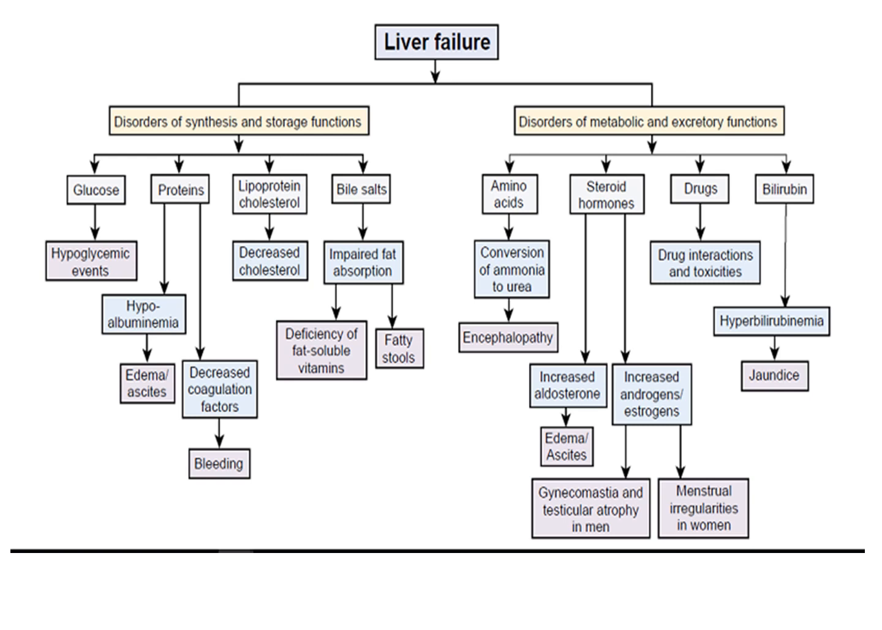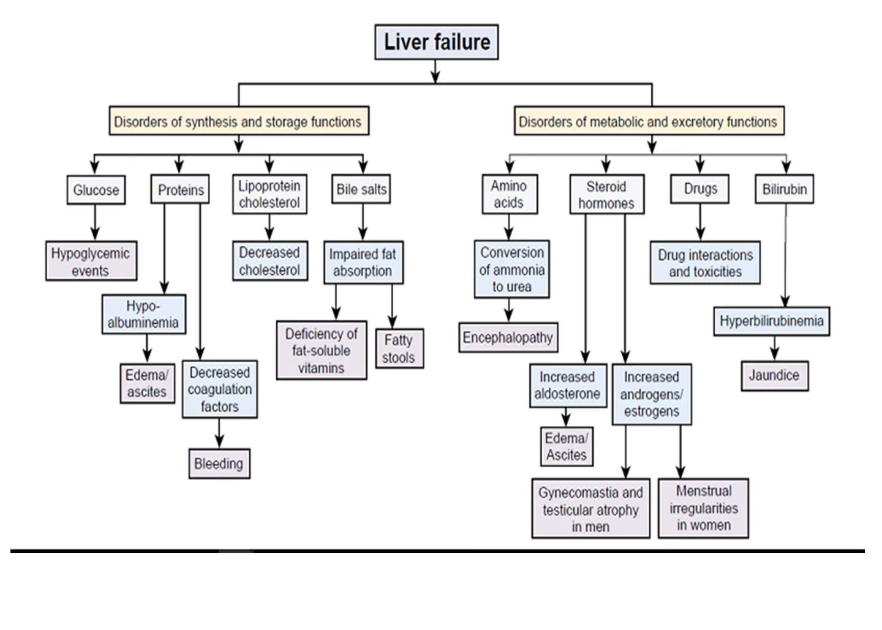The other functions, metabolic and excretory, will also be lost. Amino acid conversion of ammonia to urea occurs inside the hepatocytes. So the ammonia will be elevated in the blood, leading to encephalopathy and coma.